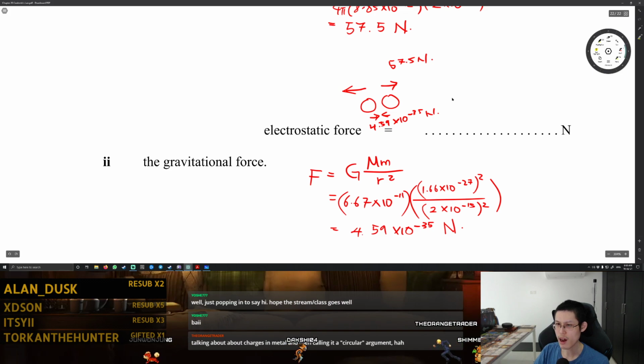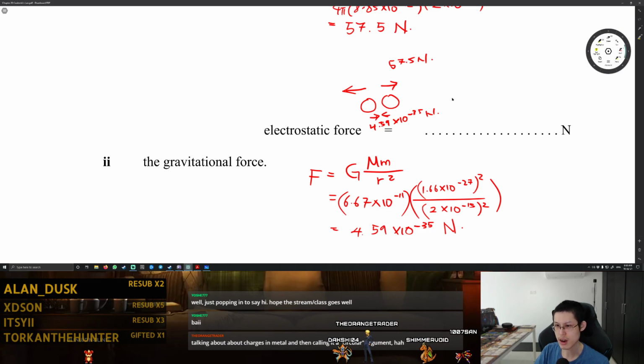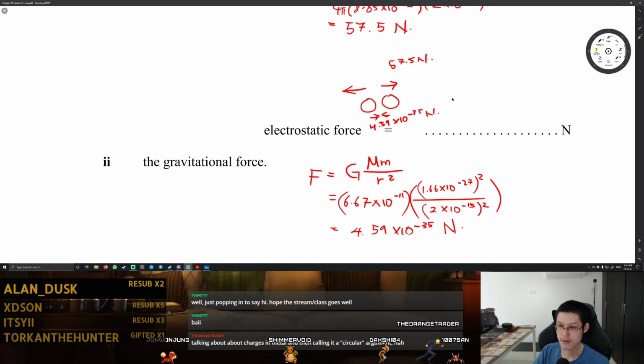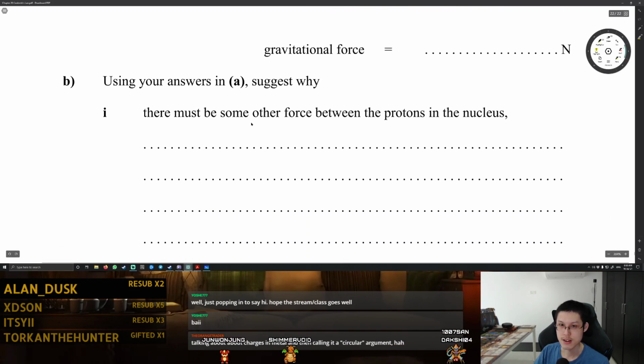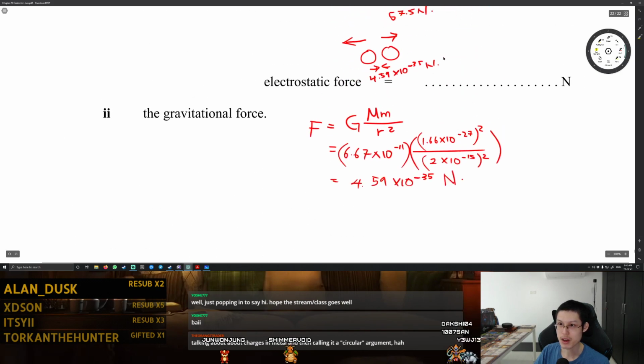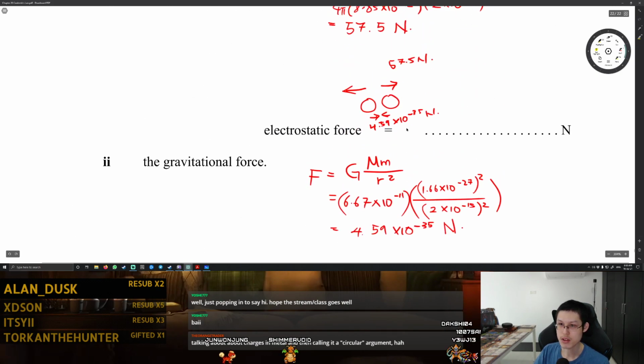So how is it that the protons stay together in the nucleus? It doesn't make any sense, right? Unless there is some other force that is very strong holding them together, aka the strong force. Okay, that's why you have the strong force holding the protons together in the nucleus.